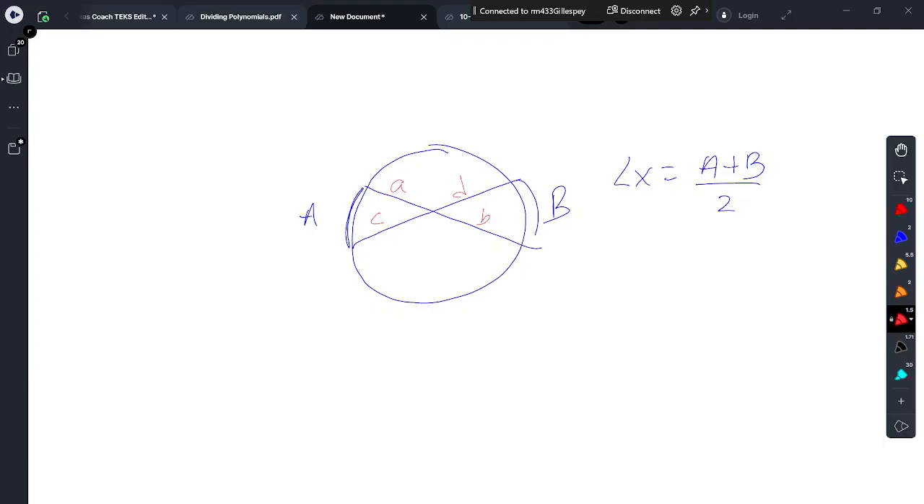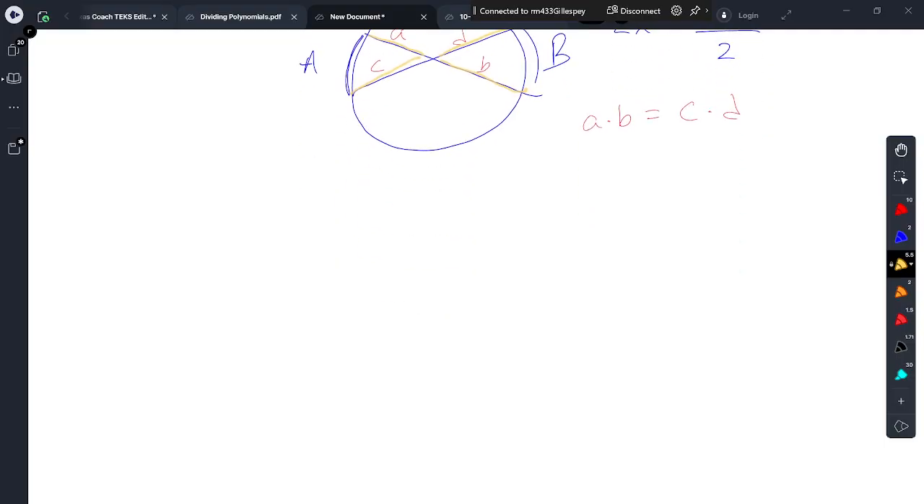But on these problems, what you're going to discover, and it's real simple, is if you have two chords intersecting, A times B is going to be equal to C times D. And what am I saying? I'm just basically saying this part of the chord times this part is equal to this part times that part. That's it. Is that hard? All right, so that's one chord theorem.